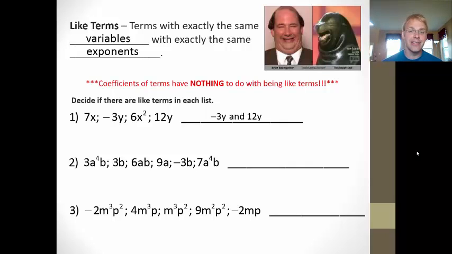Now the 7x and the 6x squared have the same variable, but you can see the 7, it's just x, and with the 6, it's x squared. Those are not like terms. We can't put those together. It's got to be the same variables with the same exponents. Let's look at our second list.